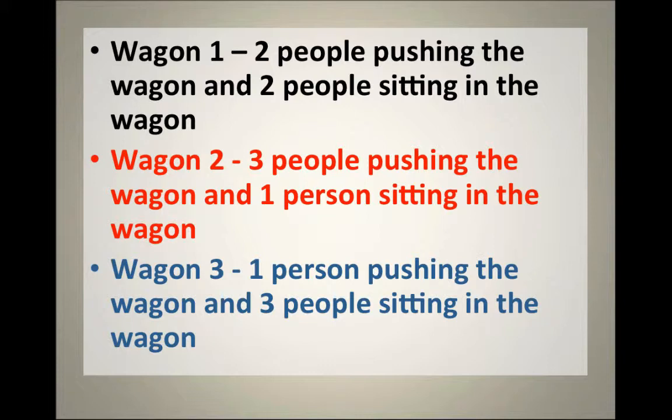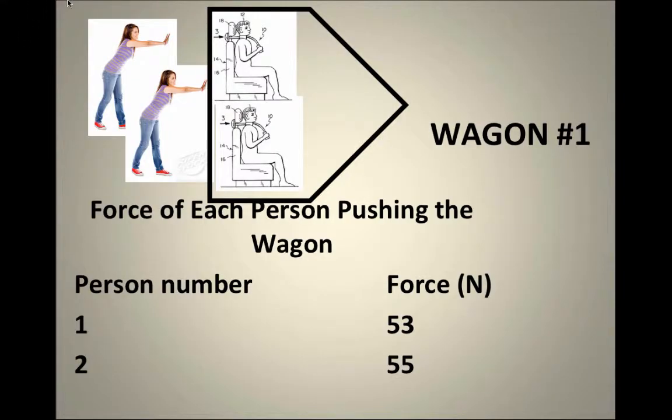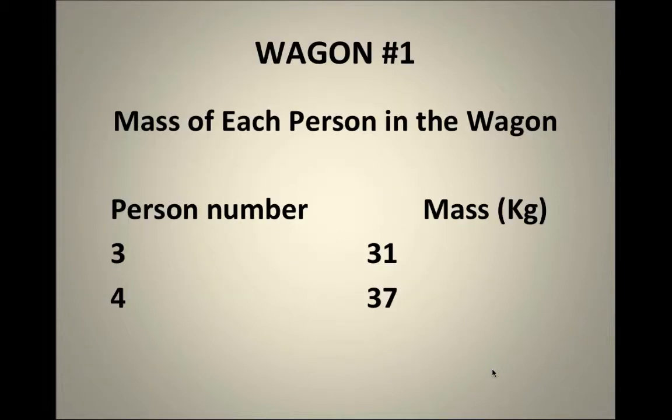Okay, so you have the force, you have the mass. F equals ma. The only thing we're missing is the acceleration. That's going to be your job to find. So wagon 1, 2 people pushing, 1 with a force of 53, 1 with a force of 55. Total force 108 newtons. Wagon 1, 2 people sitting in the wagon. 1 has a mass of 31, 1 has a mass of 37.